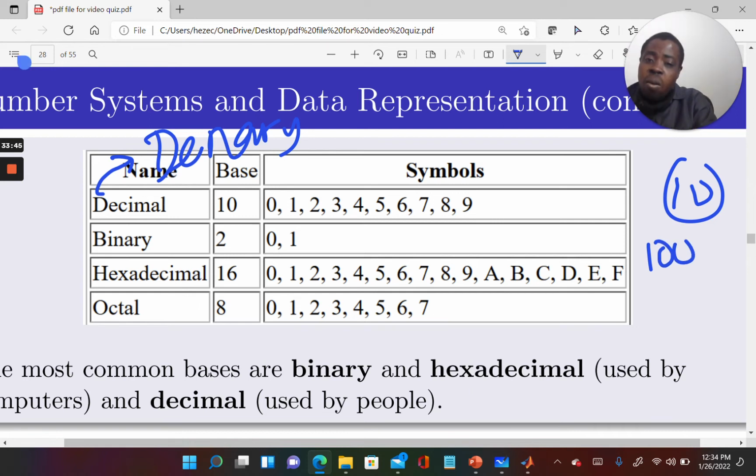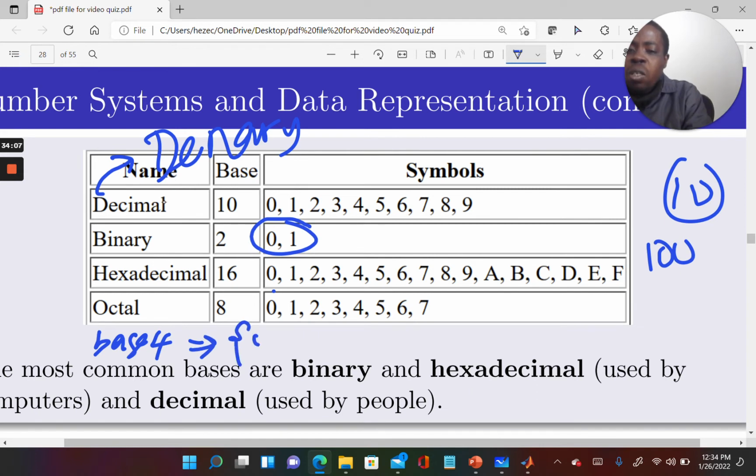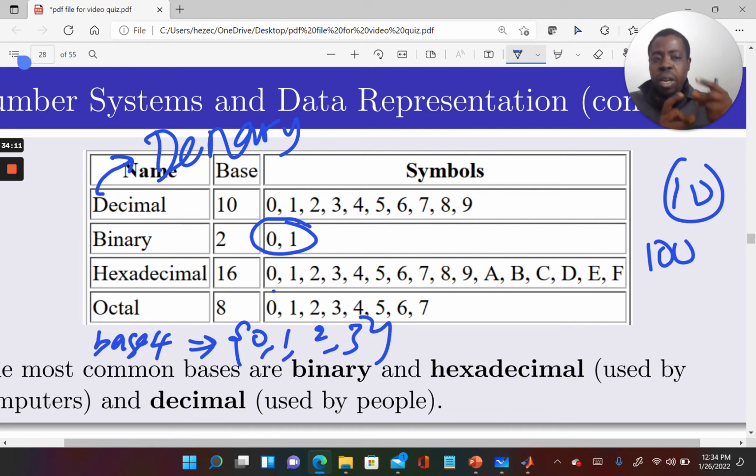That gives you 100. So for binary, you can only use 2 number system to represent it, 0 and 1. For denary, 10 options, 0 to 9. For hexadecimal, 0 to F, no G. For octal, 0 to 7. If you want to say base 4, base 4 will contain numbers from what? 0, 1, 2, and 3, excluding the 4.